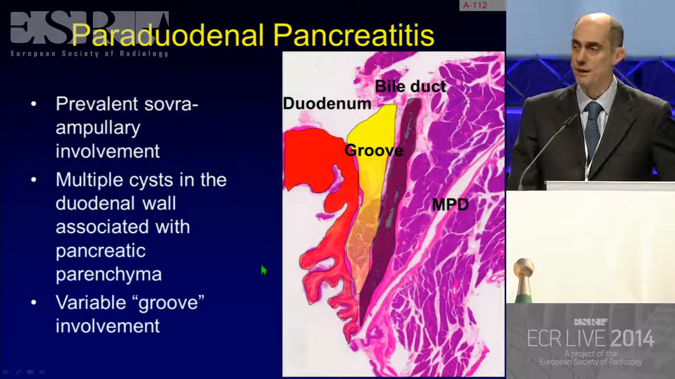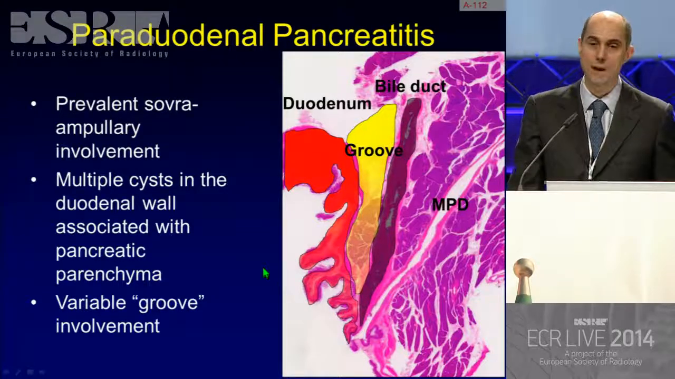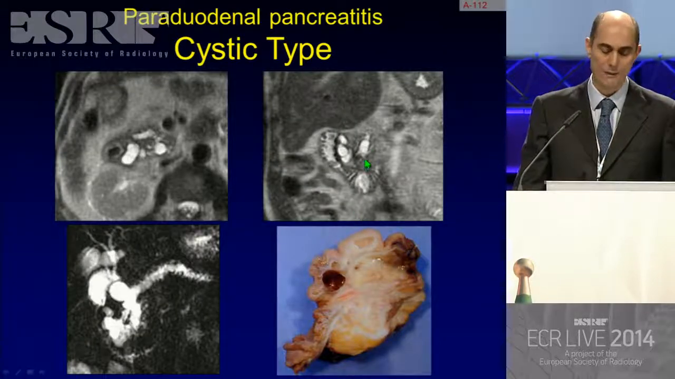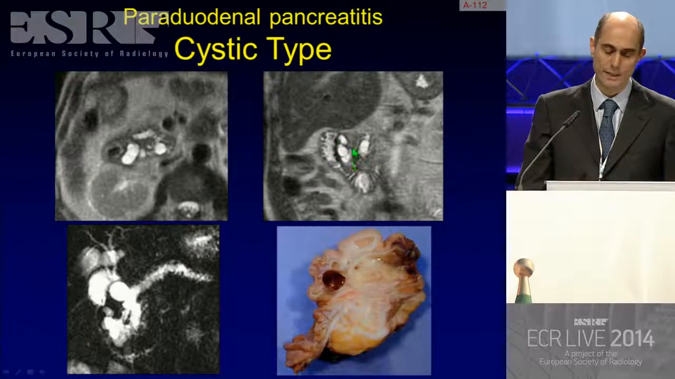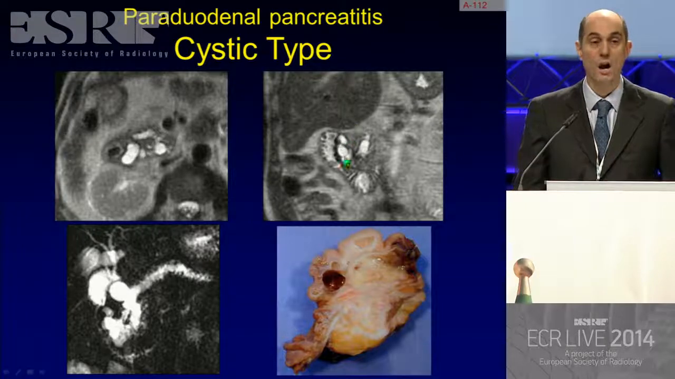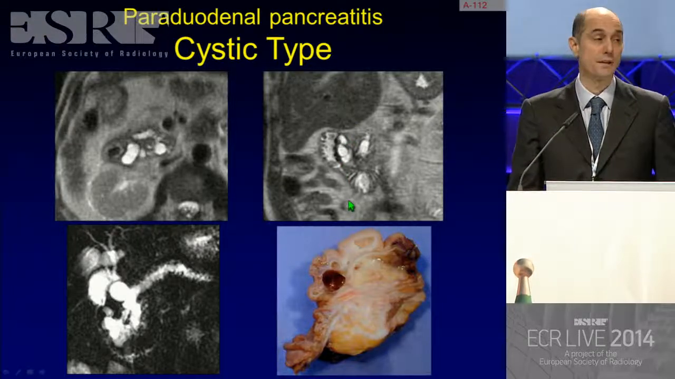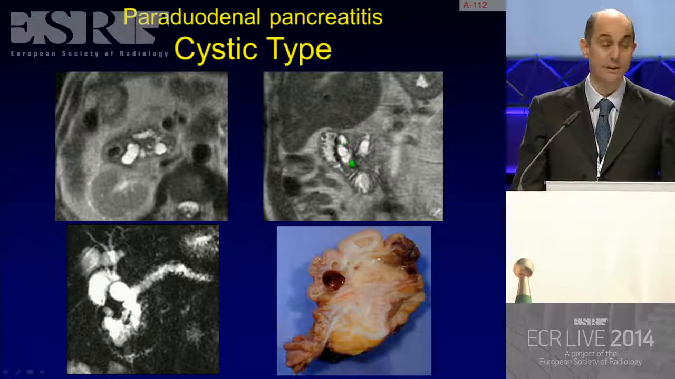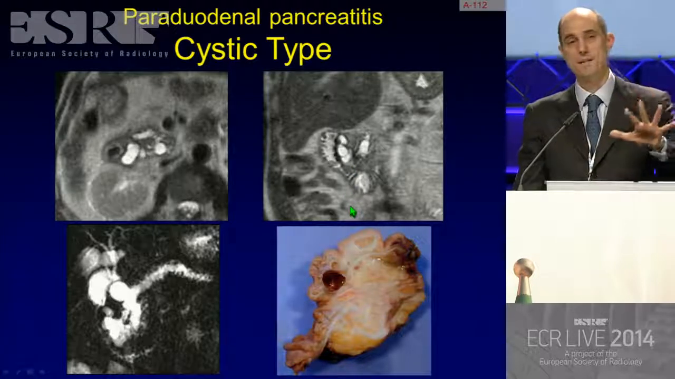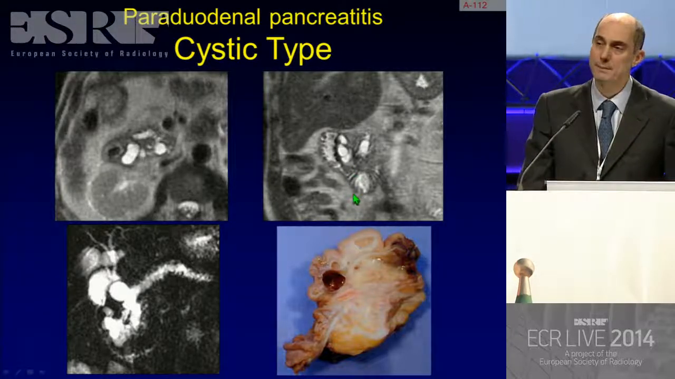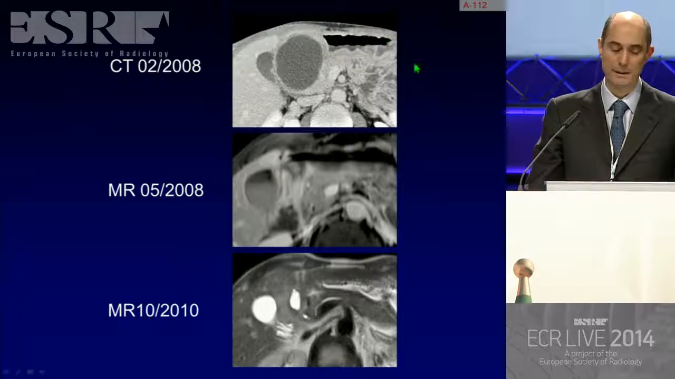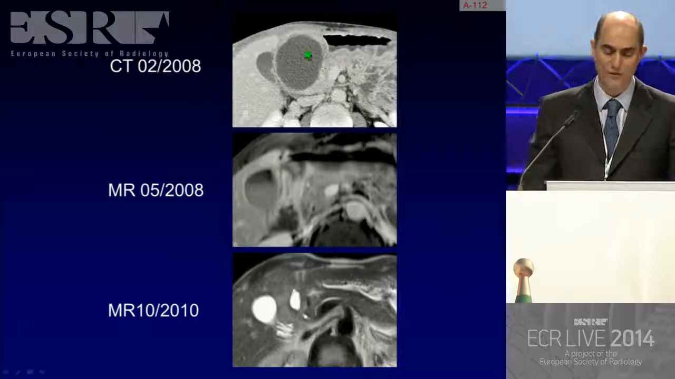These forms of paraduodenal pancreatitis may be solid, like the case that I just showed you, but they may also be cystic. In other words, we do see the cysts within the wall of the duodenum, and these are represented by dilated pancreatic glands that are inflamed. These two forms, the solid and the cystic, we thought at the beginning were two different entities, whereas in reality we know today that they are the same entity.